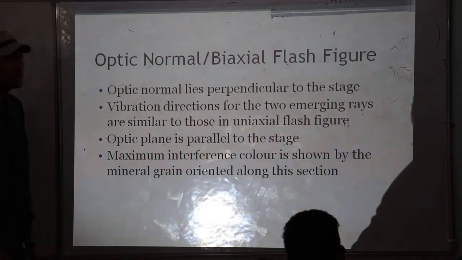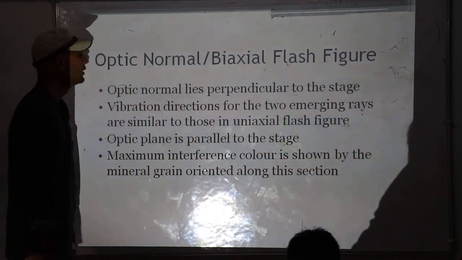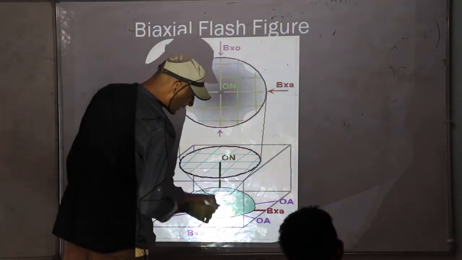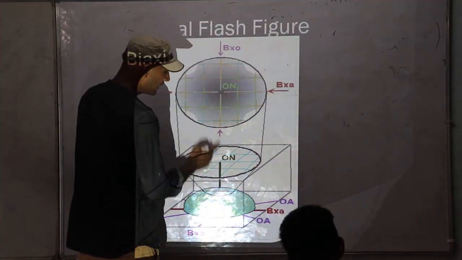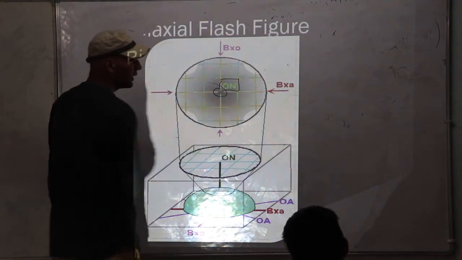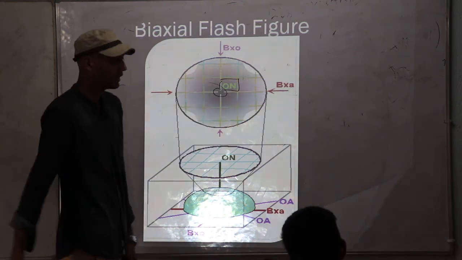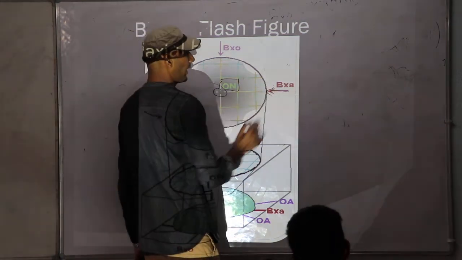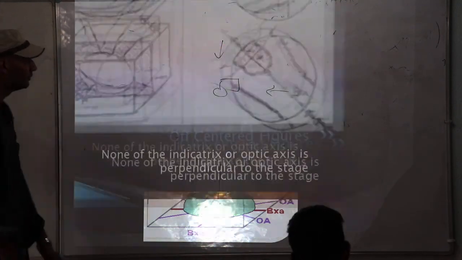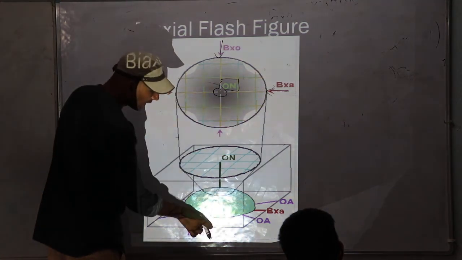Next is optic normal or flash figure. I am skipping this because these are not of much use. So for optic normal and flash figure, just see the orientation. You can see the Y-axis or the optic normal, which is perpendicular to the stage, is at the center of the crosshair. That is written here as optic normal. This is your acute bisectrix. This is obtuse bisectrix. You can see here these are the two optic axes, right? So it is perpendicular to the optic plane.